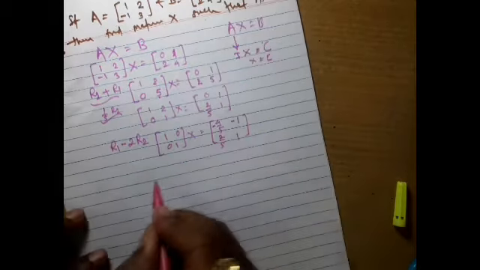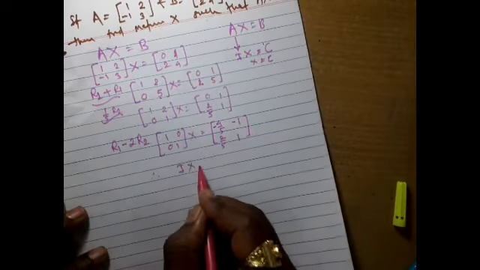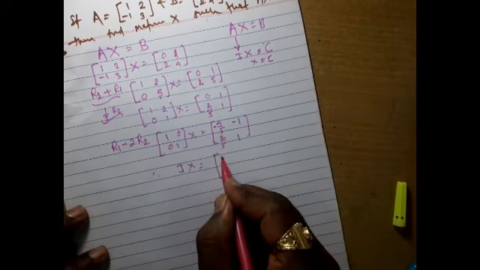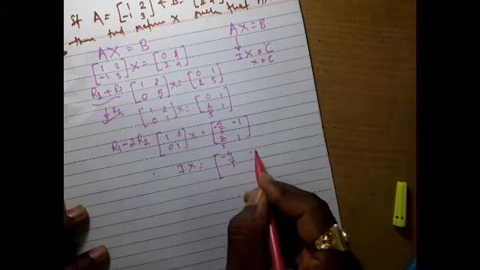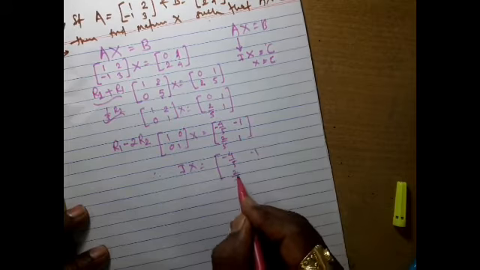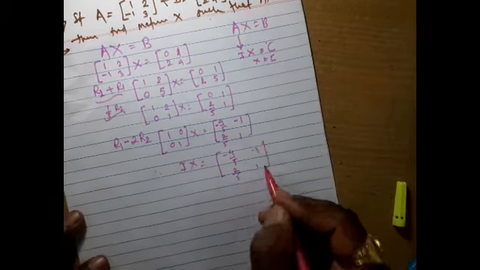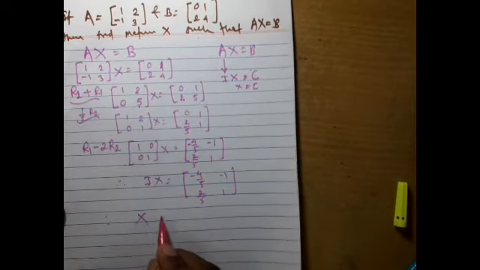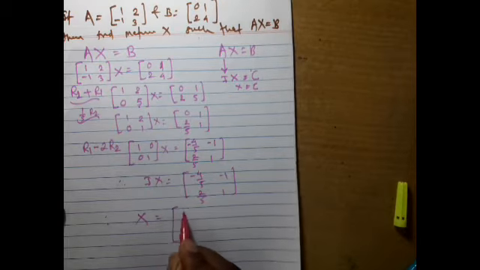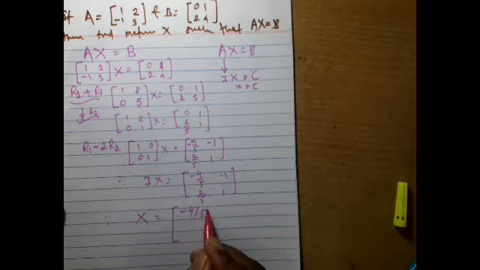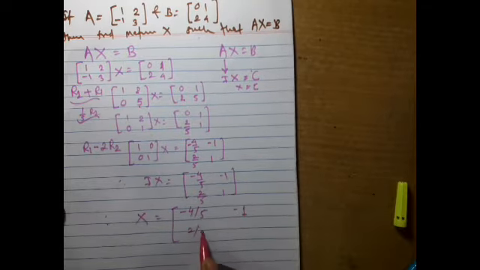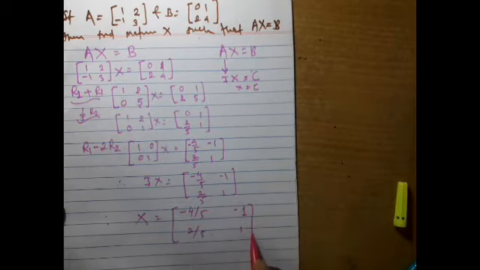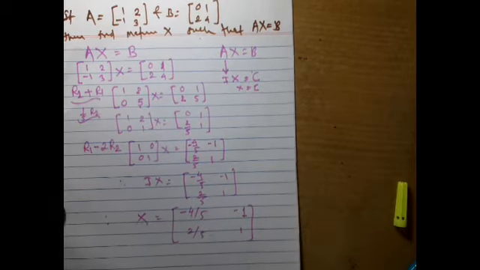1. Therefore it is I into X is equal to minus 4 upon 5 minus 1, 2 upon 5, 1. Therefore, our required matrix X is equal to minus 4 upon 5 minus 1, 2 upon 5, 1. And this completes the example.